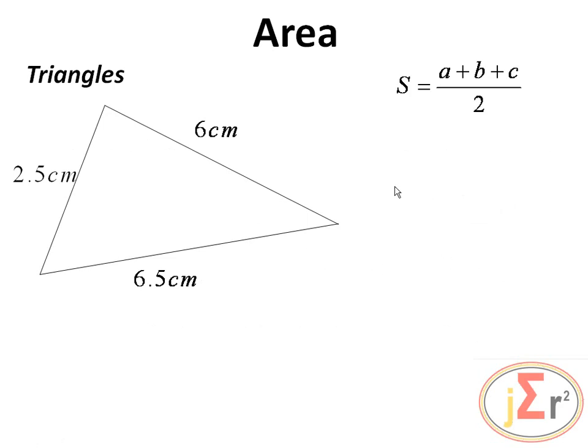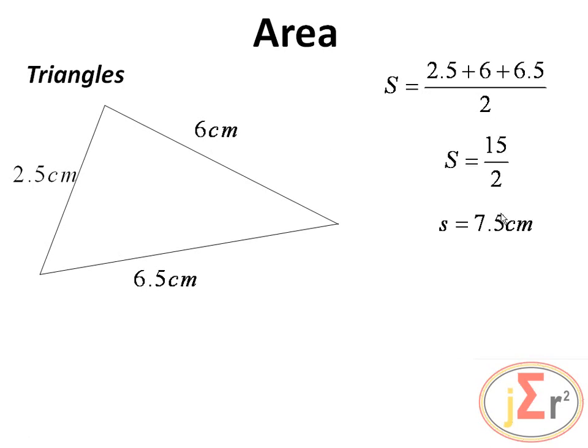So we have now a triangle with sides 6 centimeters, 2.5 centimeters, 6.5 centimeters, and we are going to find the area. So S is equal to add all of the sides, divide the result by 2, and if we do that, we will get 15 to be divided by 2, and that will give 7.5 centimeters. Now S is 7.5, so we're going to have 7.5 minus 6, 7.5 minus 2.5, 7.5 minus 6.5.